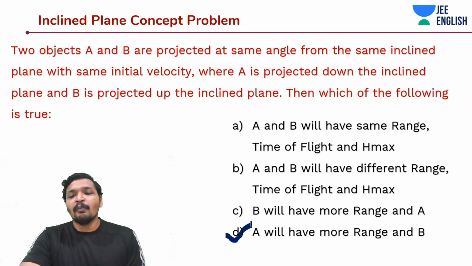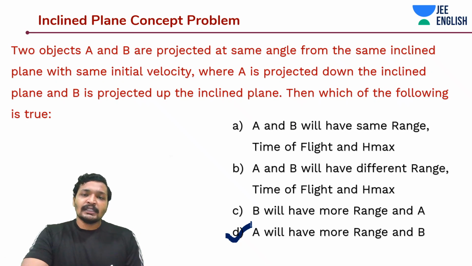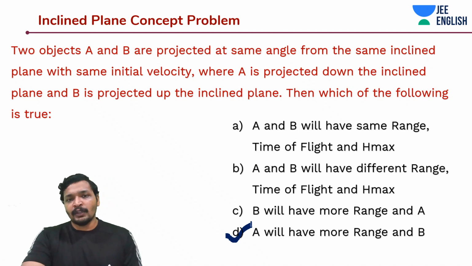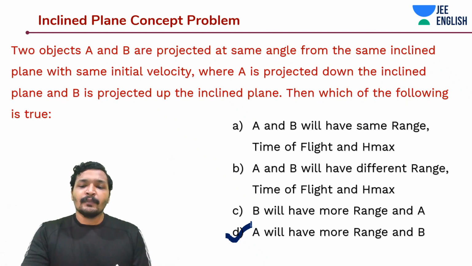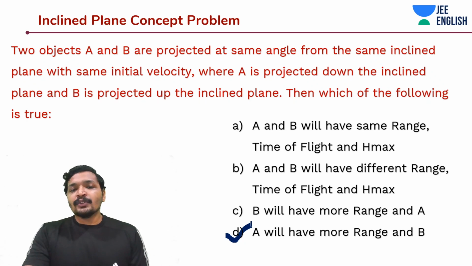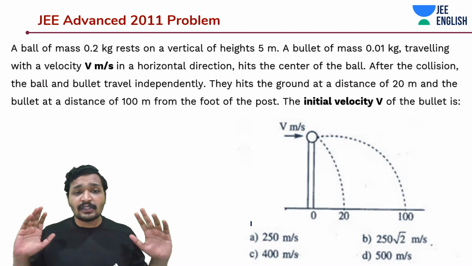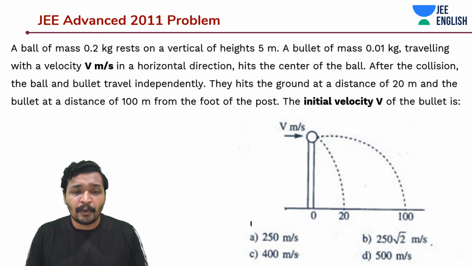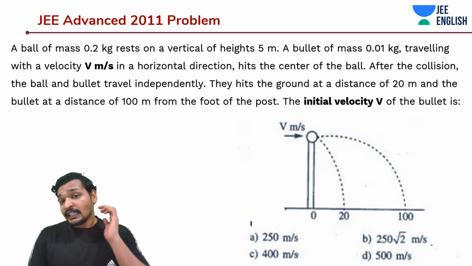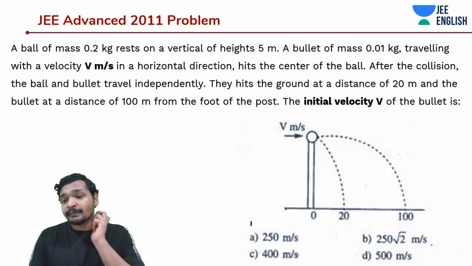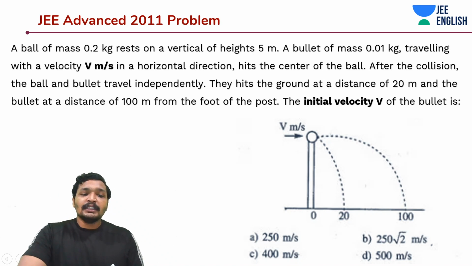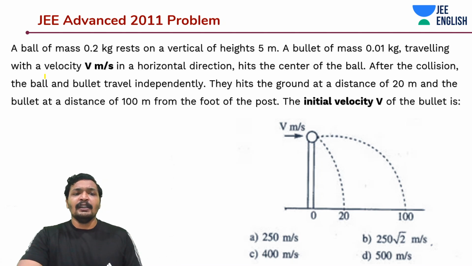A will have more range than that of B when projected at same angle on the same inclined plane but on the opposite ends. That is, one up the inclined plane, one down the inclined plane. Okay guys, now let's do something interesting. That would be a JEE Advanced or IIT JEE 2011 problem. Just like what we did before, very similar, just a little bit different.